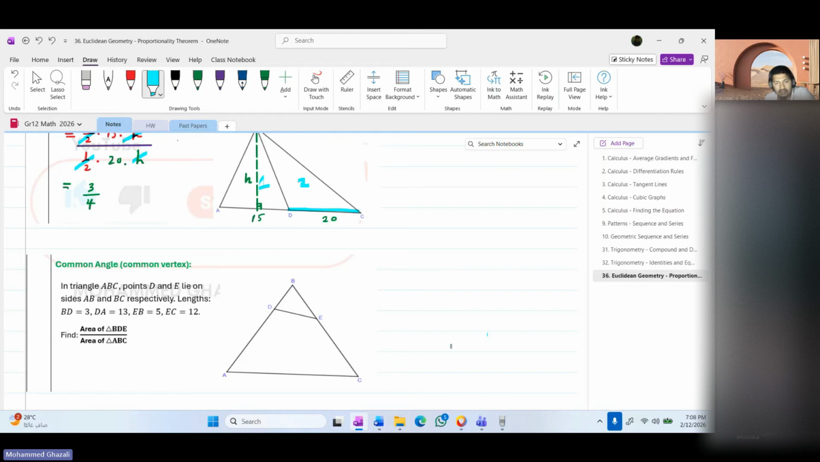When do we get a common angle? Look at the way this triangle is structured. Now, you can't draw an altitude which is common to both. For example, in triangle ABC, the big triangle, points D and E lie on AB and BC respectively.